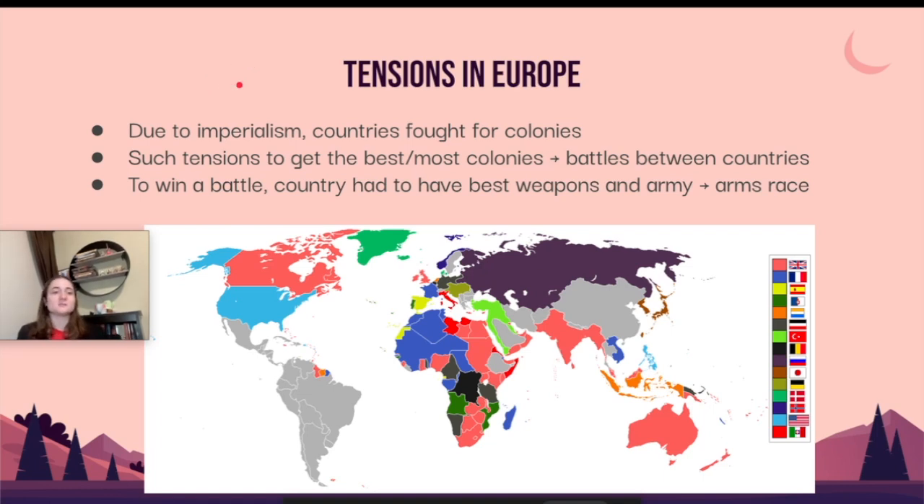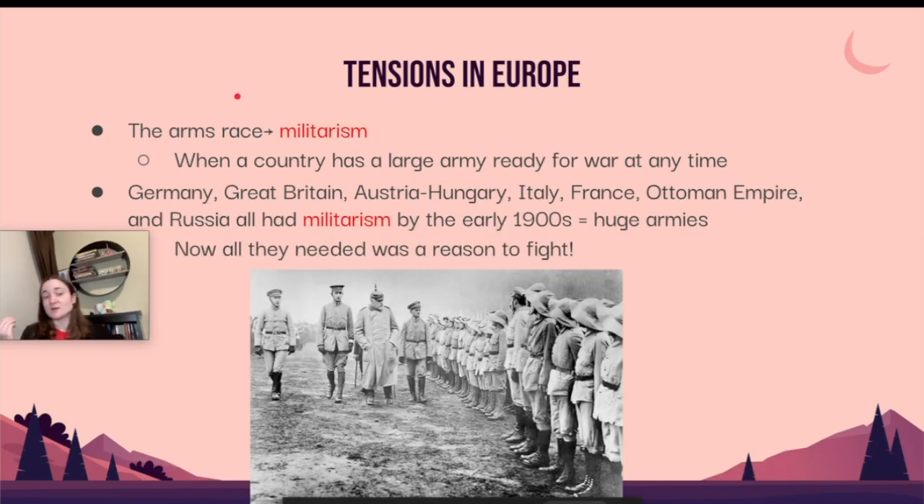Now, an arms race, usually you hear about that in the Cold War, but it's happened throughout history. The basic definition is when countries are in competition with each other to have the best weapons possible. Then the arms race leads to something called militarism. Militarism is when a country has a large army ready for war at any time. Germany, Great Britain, Austria-Hungary, Italy, France, the Ottoman Empire, and Russia all had militarism by the early 1900s, which means they have huge armies ready for war at any second. Now, all they needed was a reason to fight.